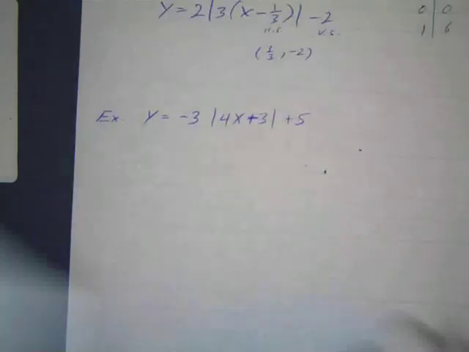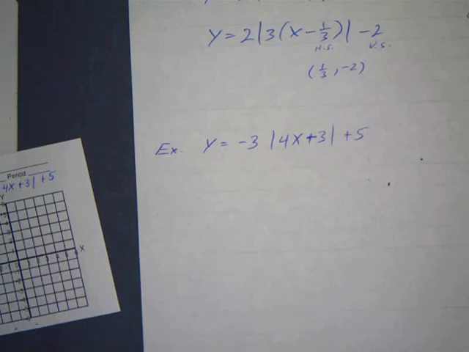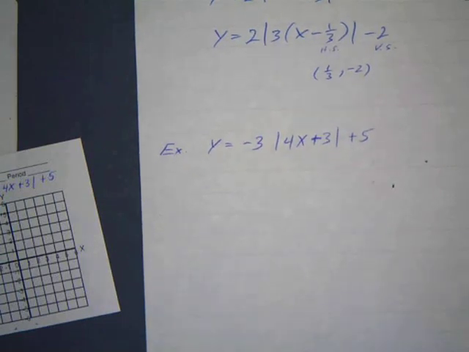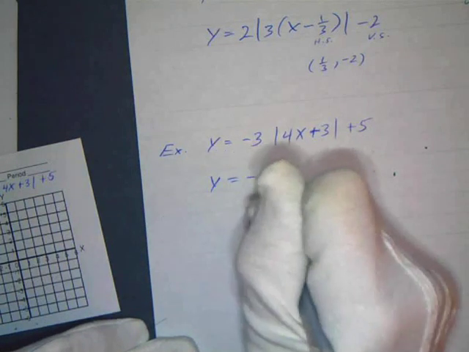Let's take a look at this next one over here. Same idea. It doesn't match our form. We need a 1 in front of the x. So we'll rewrite this. Y equals negative 3.